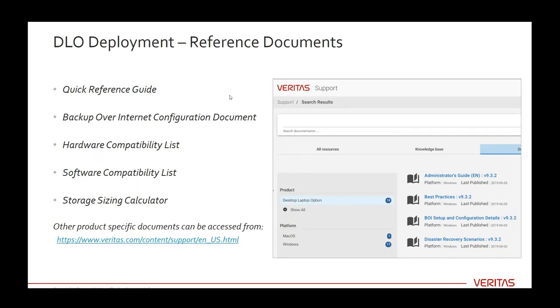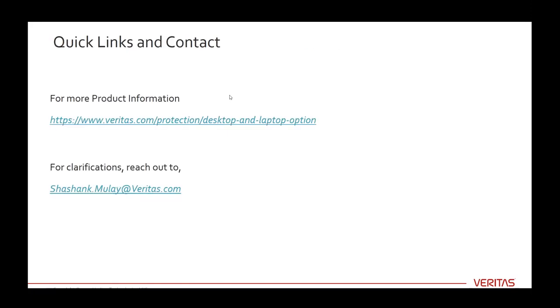The storage sizing calculator will give you almost exactly what storage you're supposed to have. Do you need 200 GB of storage or 400 GB of storage? How much do you need? Everything you can calculate through the storage sizing calculator. So quick links and contact. So this is quick links. You can reach out to our team.